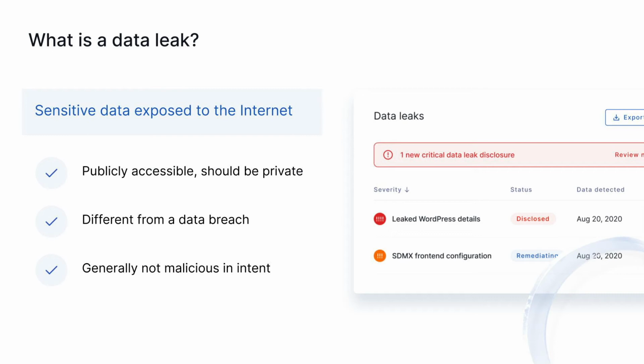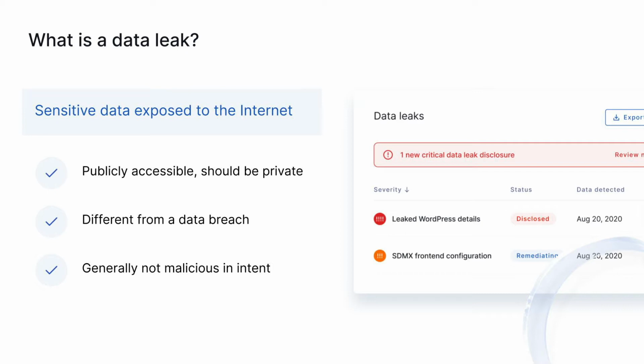The essence of a data leak is that someone has exposed data of some level of sensitivity to the internet, making it publicly accessible when the nature of the data, like personal information or credentials, means that it should be private. It's useful to juxtapose that model with the model for a data breach, where a malicious actor chooses a target and finds out how to break in to take the data.